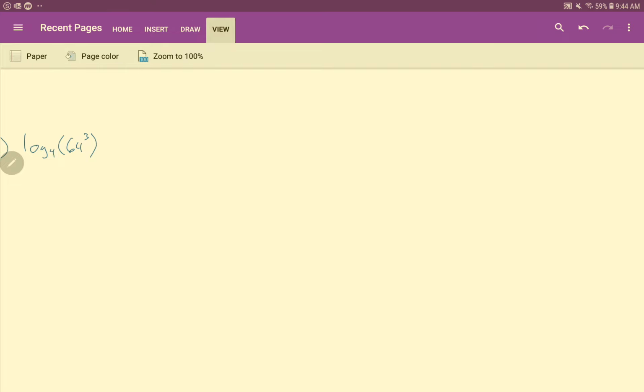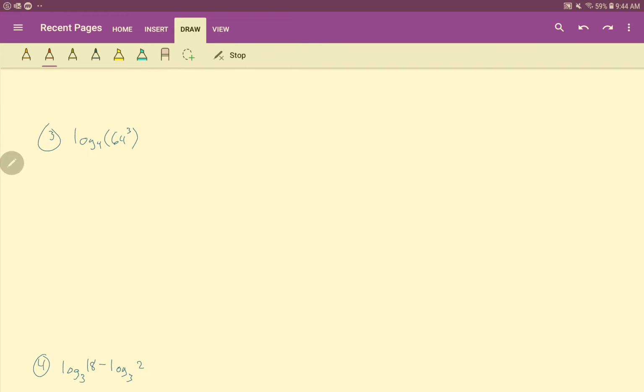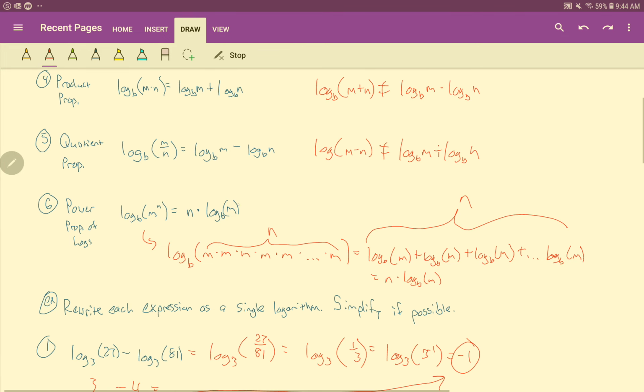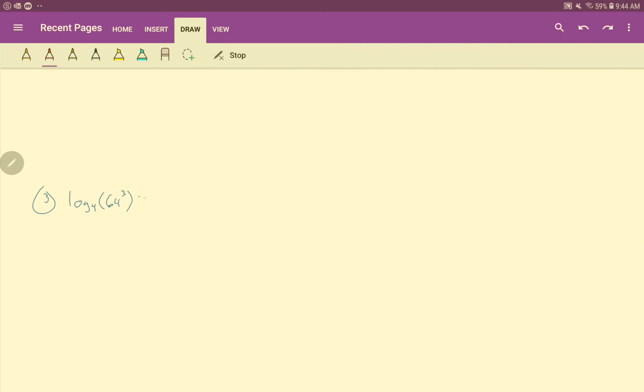All right, here we've got log base 4 of 64 to the third. So here we have an exponent inside our logarithm, which if we scroll back up here is this property right here, right? We have an exponent inside our logarithm. So that 3 can go out front. Okay, 64 is the same thing as 4 to the third, and so 3 times log base 4 of 4 to the third, which means this is just equal to 3 as well. So we get 9 as our final answer.